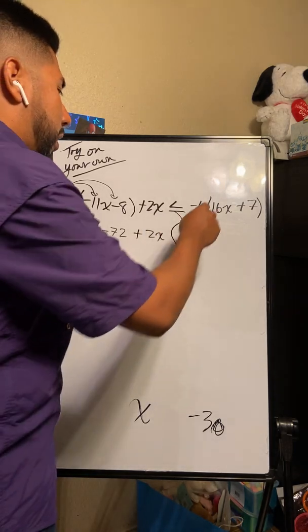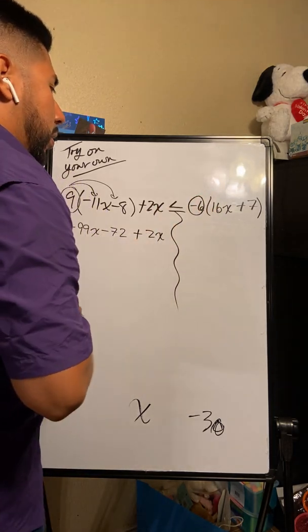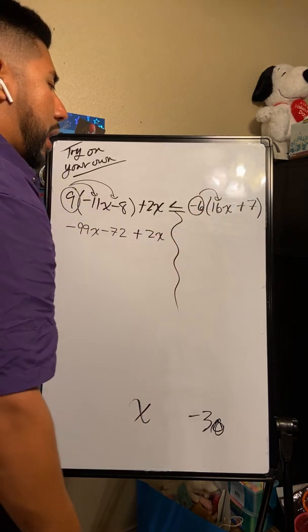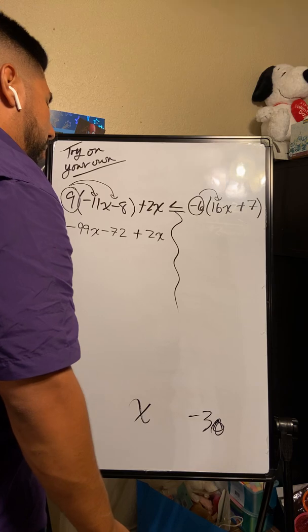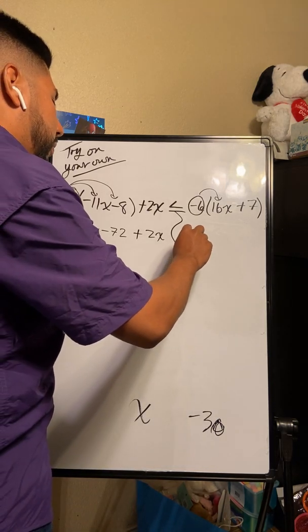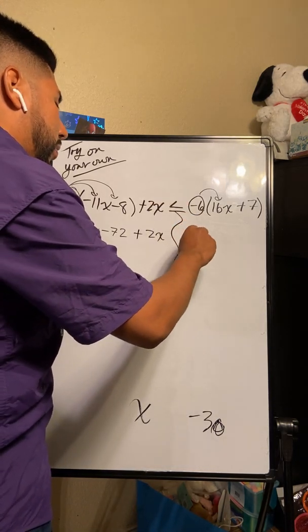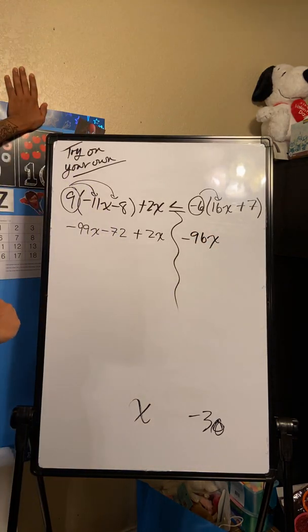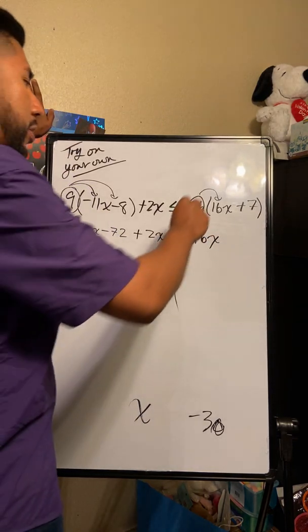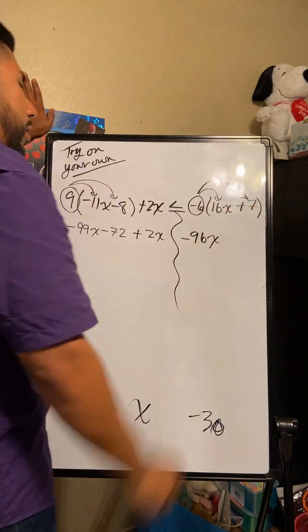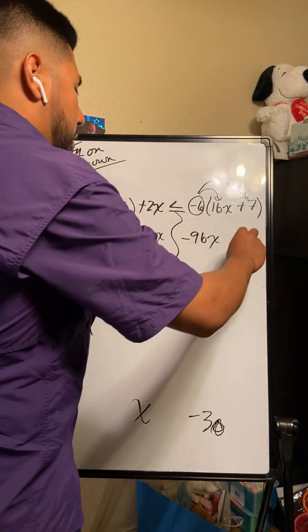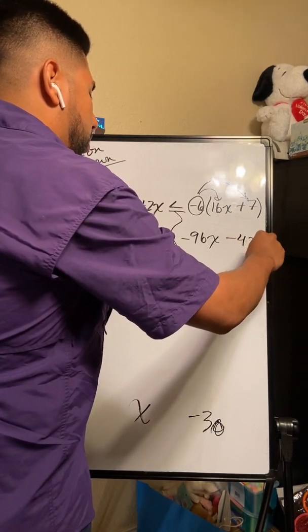Then we come to this side. Negative 6, show multiplication, times 16. I believe you get negative 96x. Show multiplication to the other one. Negative 6 times a positive 7. Use your calculator. You should get negative 42.